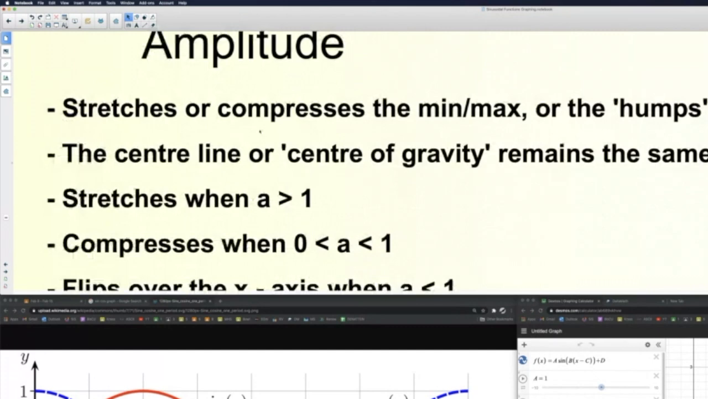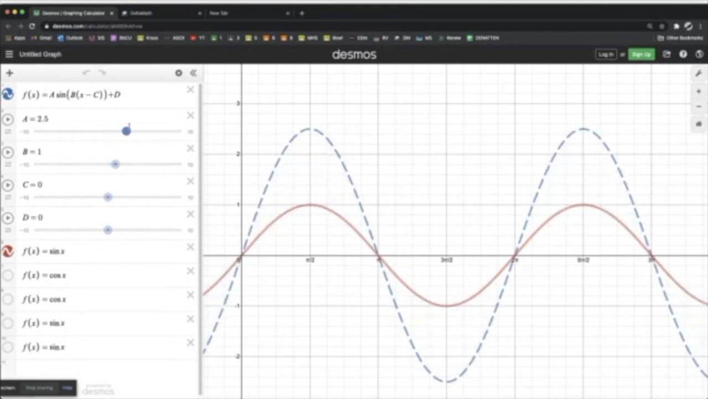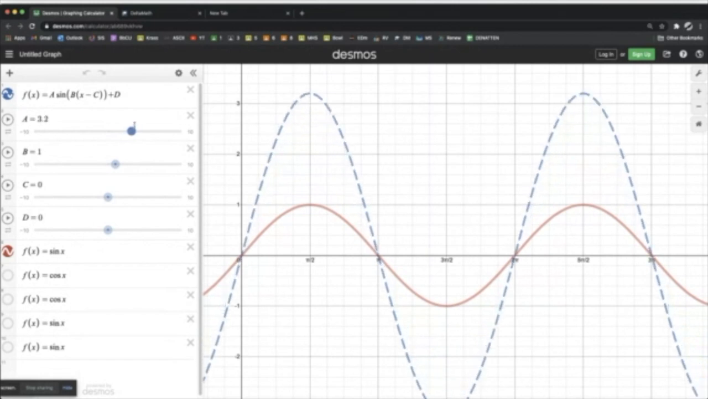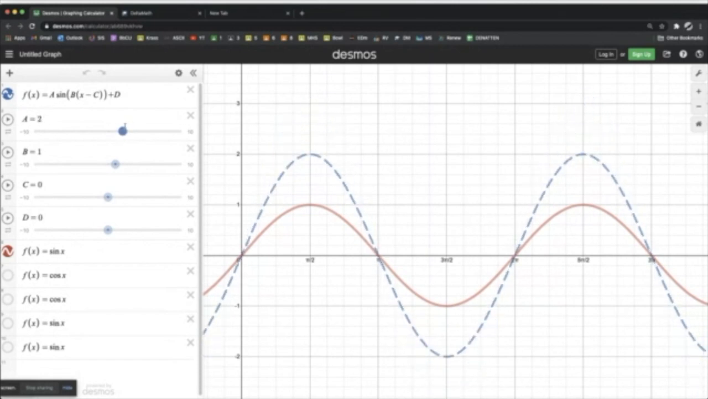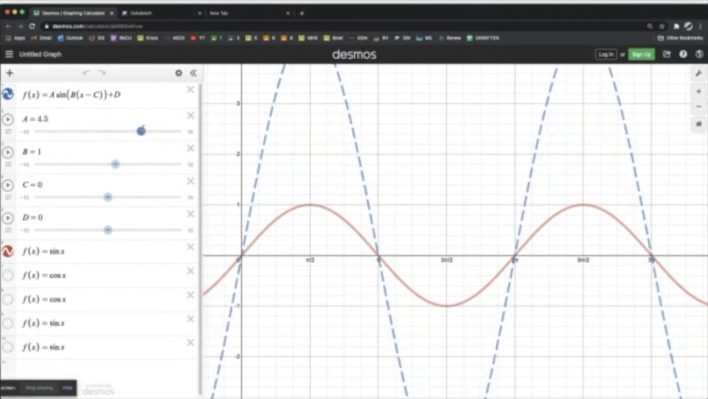It stretches or compresses the minimum and maximum, or the humps. So on this graph, if you have it open, you can do the same thing I'm doing. I'm going to mess with this. Here's A. See what A is doing? It's making the humps go up and down. So if it's 2, 3, 4, you see that?